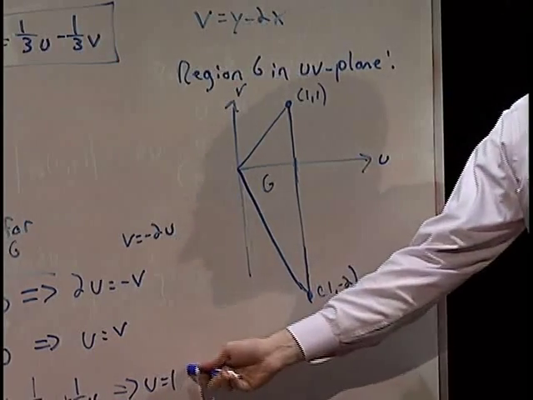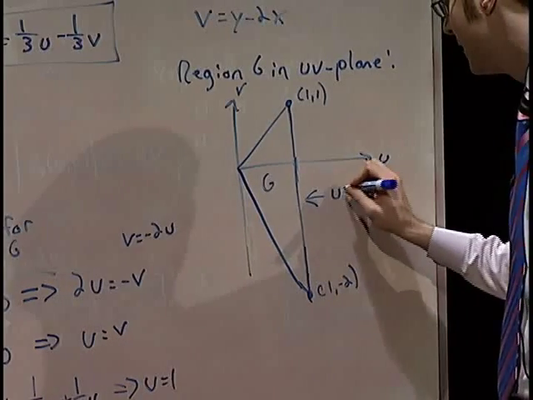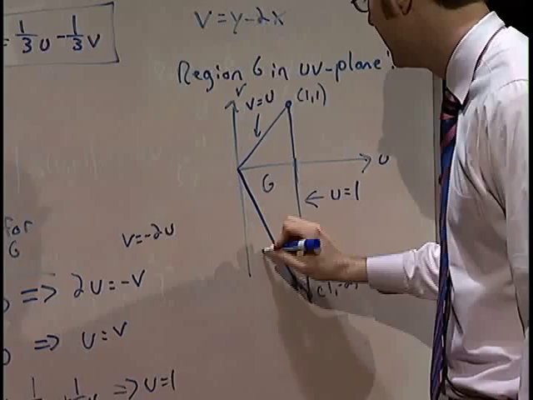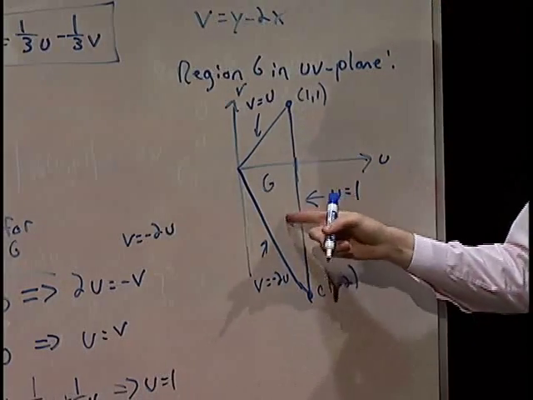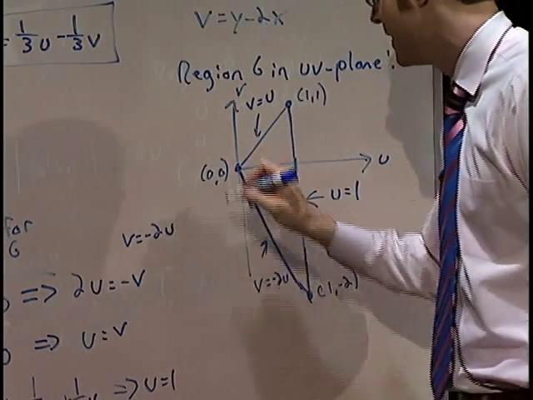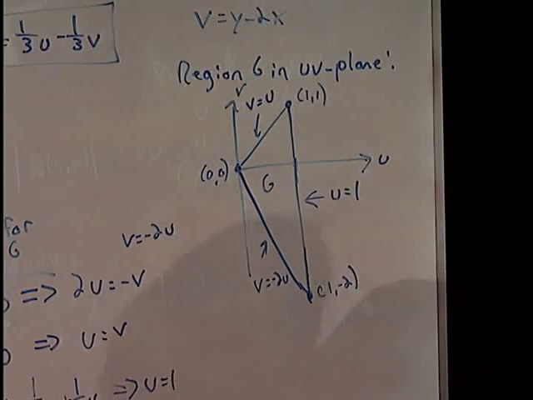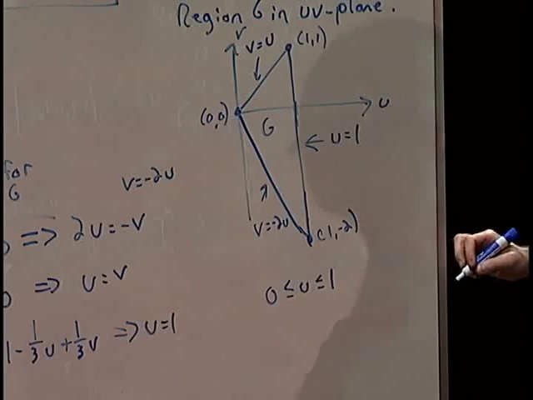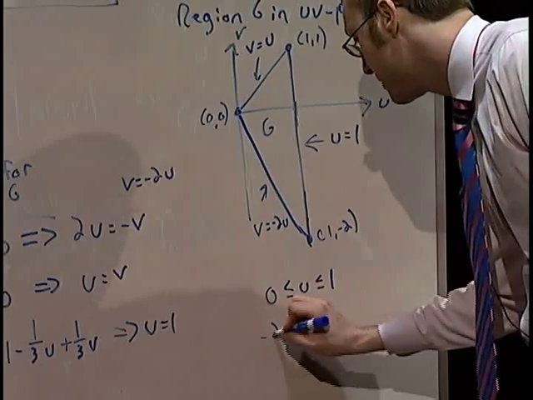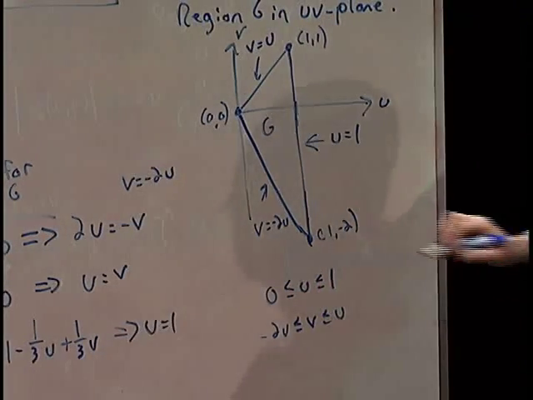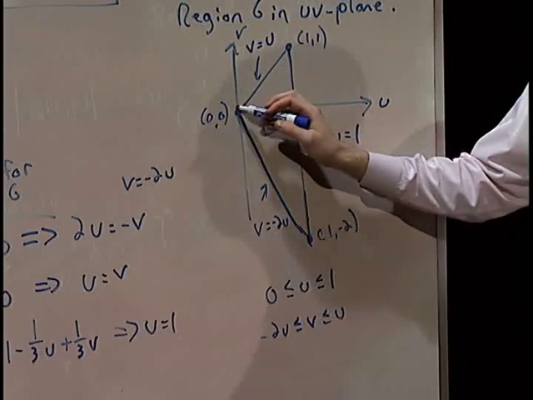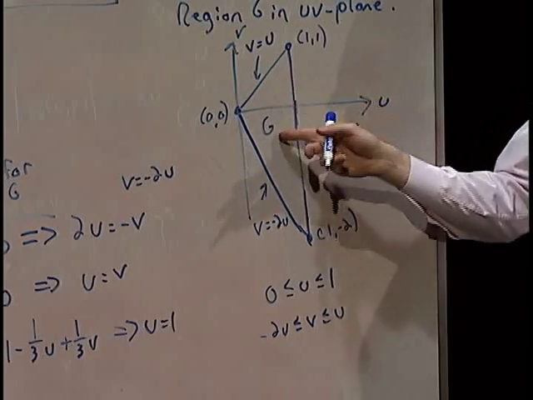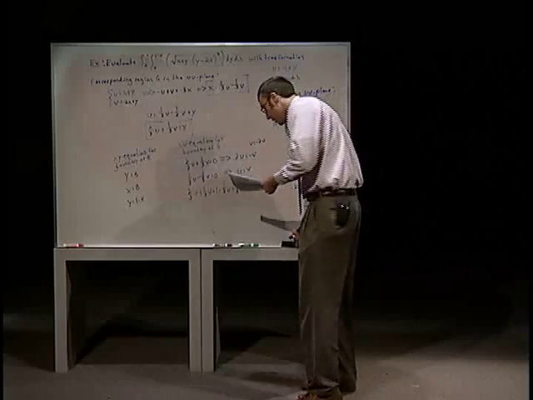I began with this idea, but one bounding curve had to be U equals 1. Then I saw where my other two curves intersected this bounding curve. This is V equals U, and this is V equals negative 2U, and this is, of course, 0, 0. This triangular region is the region G. From this picture, we can read off the limits of integration. U is bounded between 0 and 1, and V is bounded between negative 2U and U. Remember, the curves must intersect in some closed region. They intersect at 0, 0, and cross at 1, 1, and 1, negative 2. That's what gives us the boundaries of integration. So the picture comes first, then the boundaries are read off that.